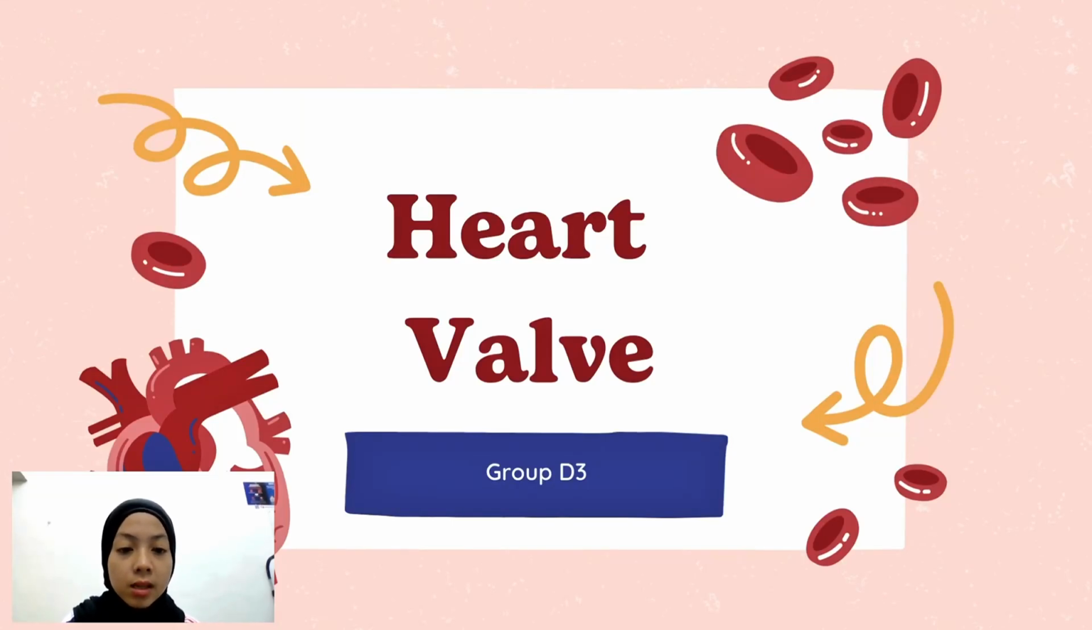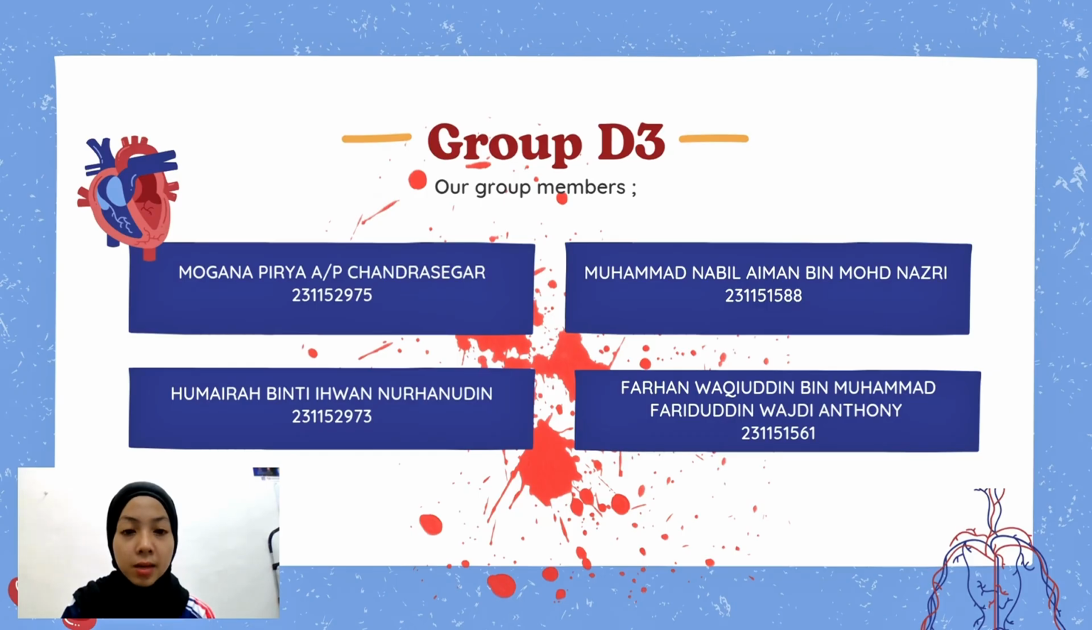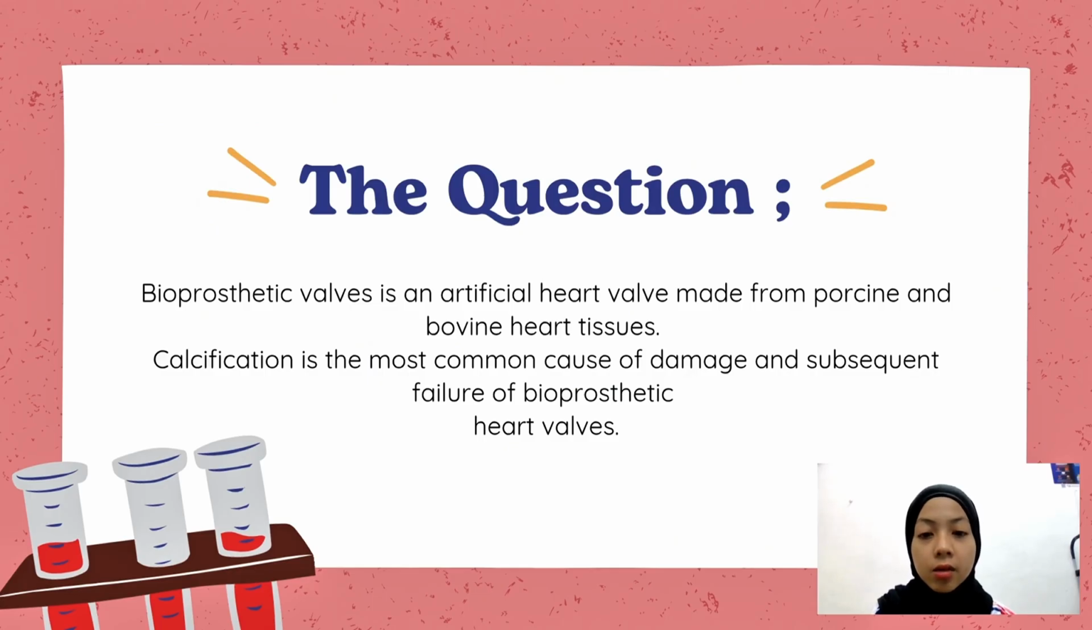We from group D3, we present about hard work. These are my group members: Maulana Priya, Muhammad Nabi Aiman and Farhan Wakiuddin. The question that we got is, a bioprosthetic valve is an artificial heart valve made from animal heart tissue. Calcification is the most common cause of damage and subsequent failure of bioprosthetic heart valves.